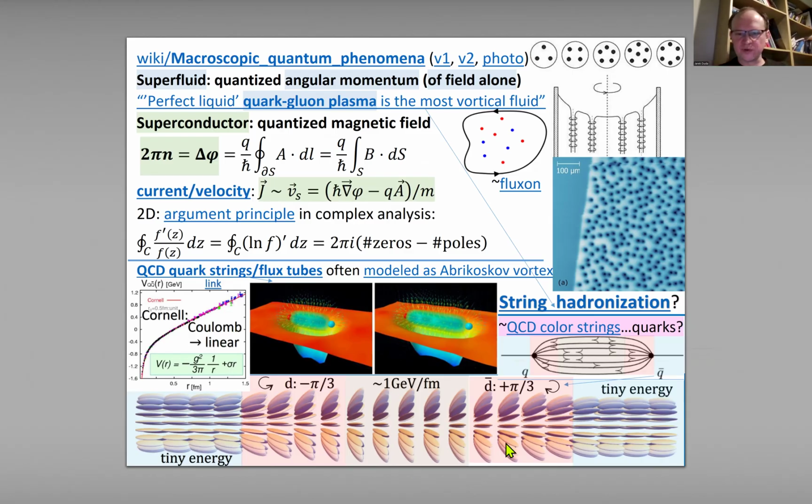And it leads to some conflict, which should have linear dependence, one gigaelectronvolt per femtometer in QCD. So finally, we get first the Coulomb interaction, but then finally there is linear dependence, the Cornell potential, required both for quark confinement and for asymptotic freedom.